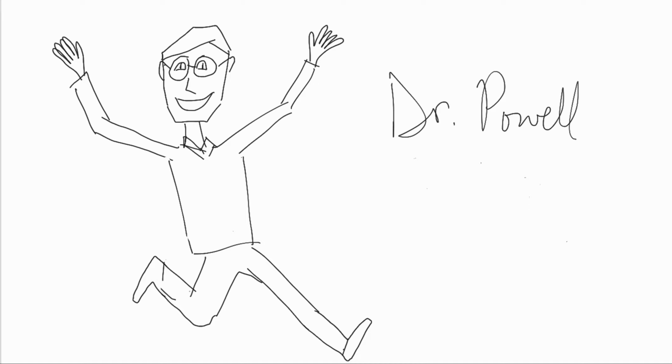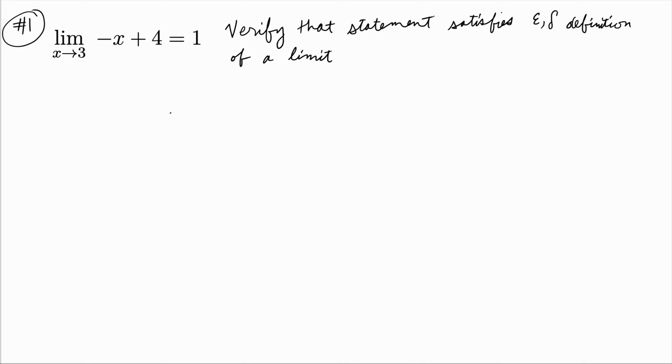In this video, we will look at some practice problems where we practice verifying that a statement of a limit that's given satisfies the definition of a limit in terms of epsilons and deltas. So just verifying that the epsilon delta definition that we have for a limit is actually working in the specific case. Of course it works, and of course we know that this limit will be 1. If you just plug in 3, you will get 1.